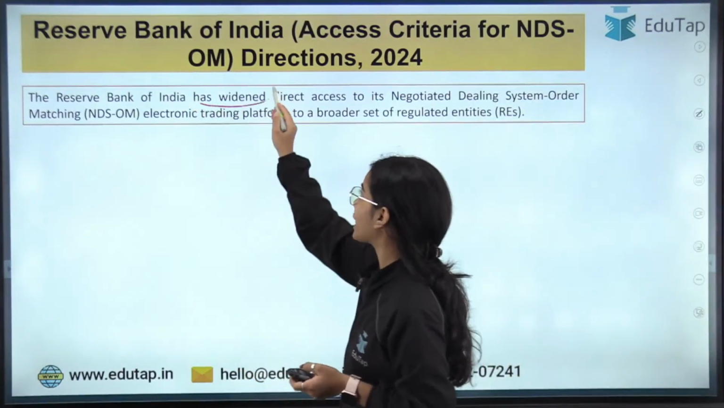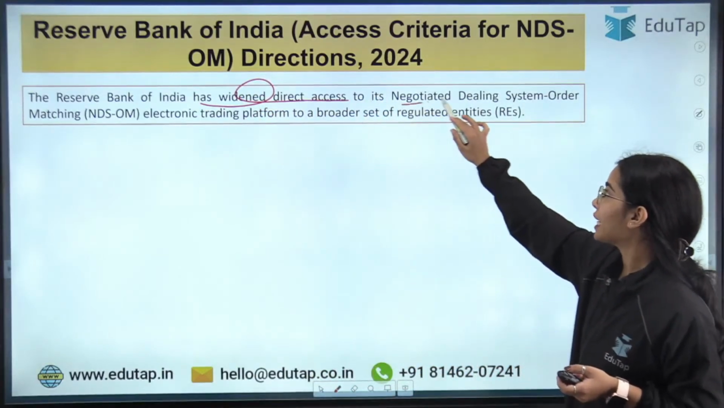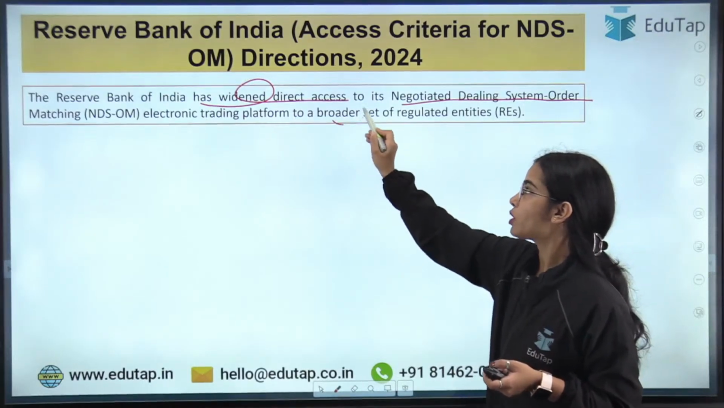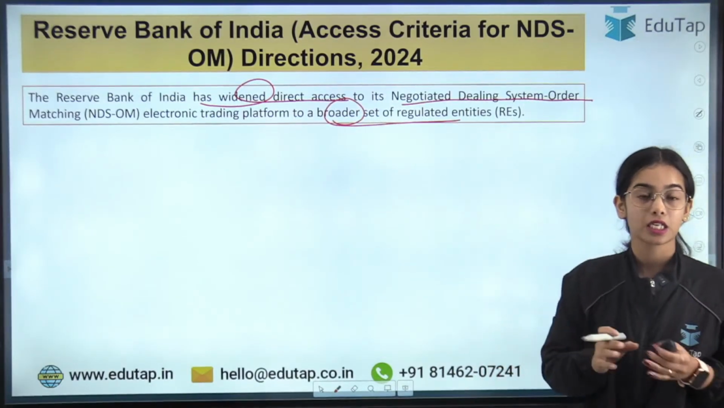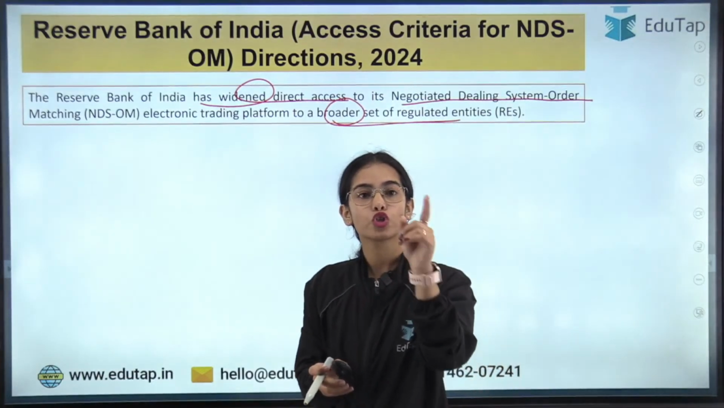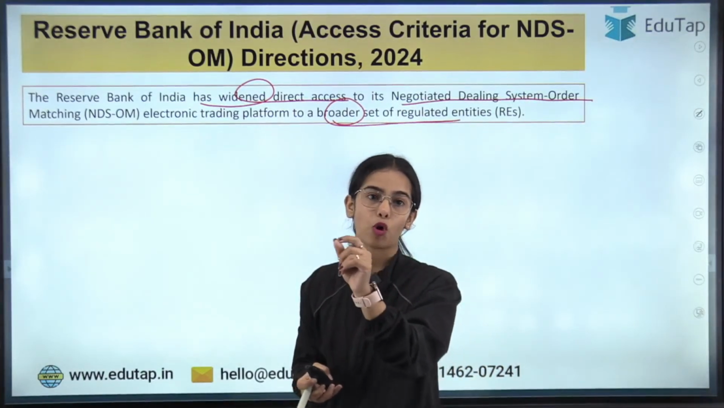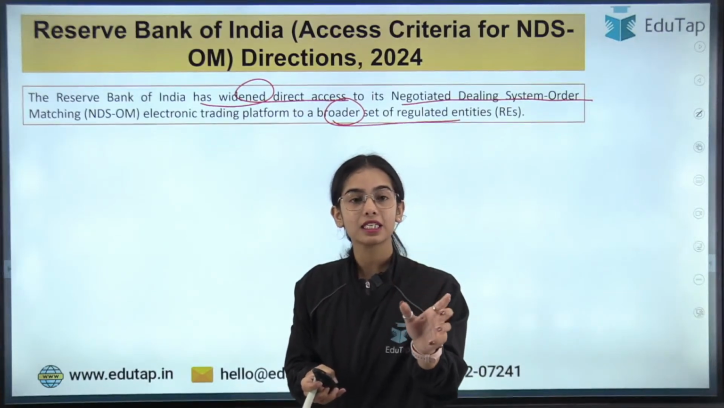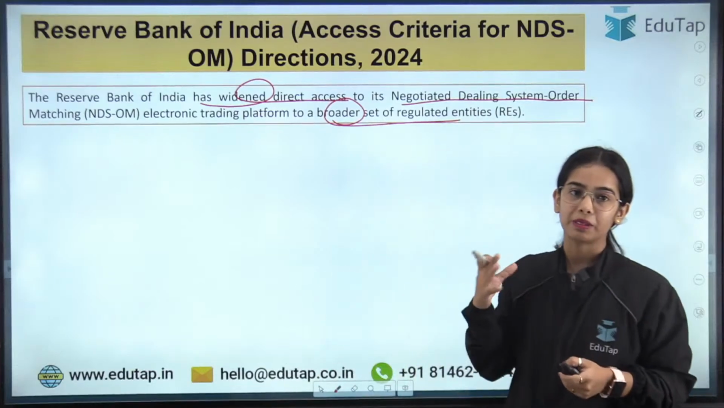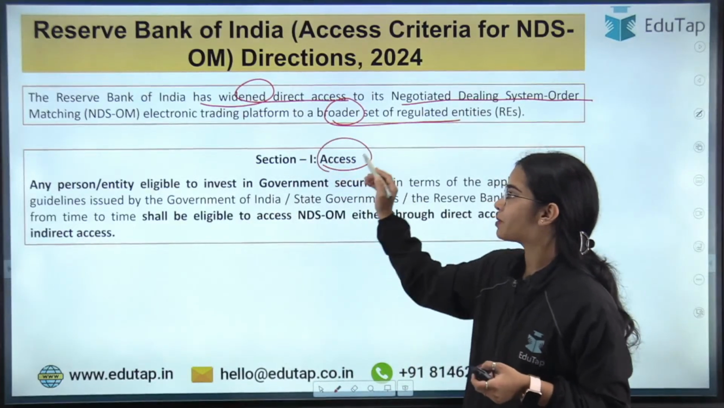So RBI has widened the direct access to the Negotiated Dealing System Order Matching electronic trading platform to a broader set of regulated entities. Now more entities will be able to join the Negotiated Dealing System Order Matching. More entities will be able to access the NDS-OM platform. That is the basic idea. So the access has been increased.